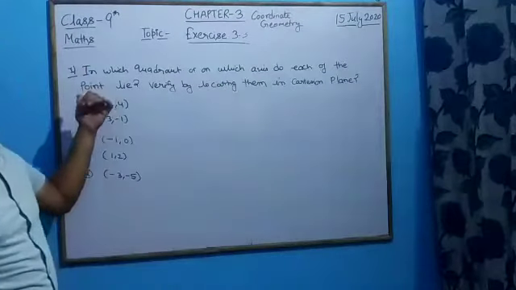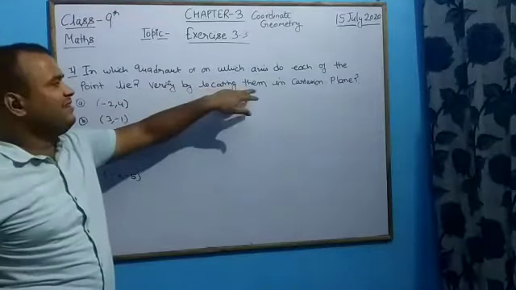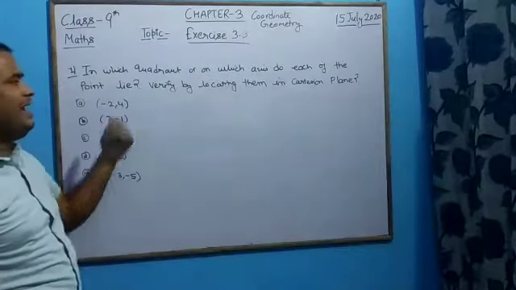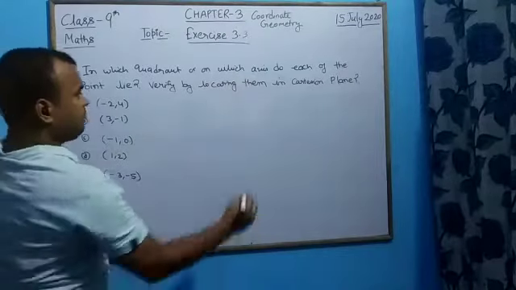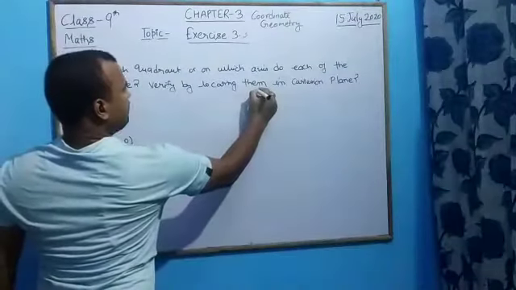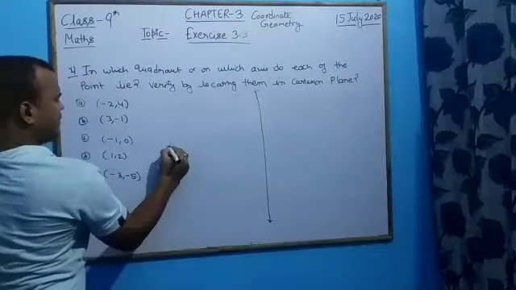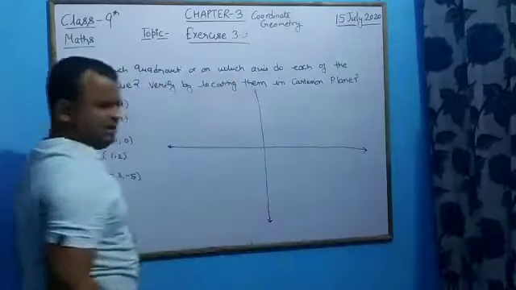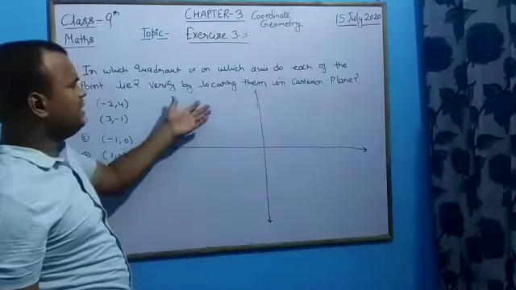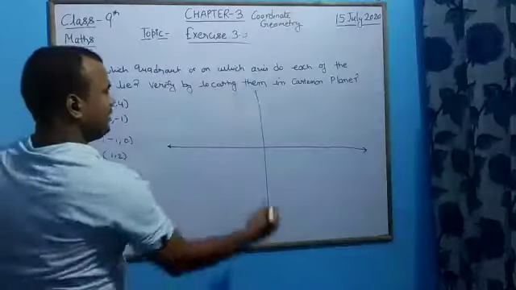Let us take question number 1. In which quadrant or on which axis do each of the points lie? Verify by locating them in the Cartesian plane. First of all, we need to draw a Cartesian plane. After that I will plot the given points, and by that I will tell in which quadrant or on which axis they lie.